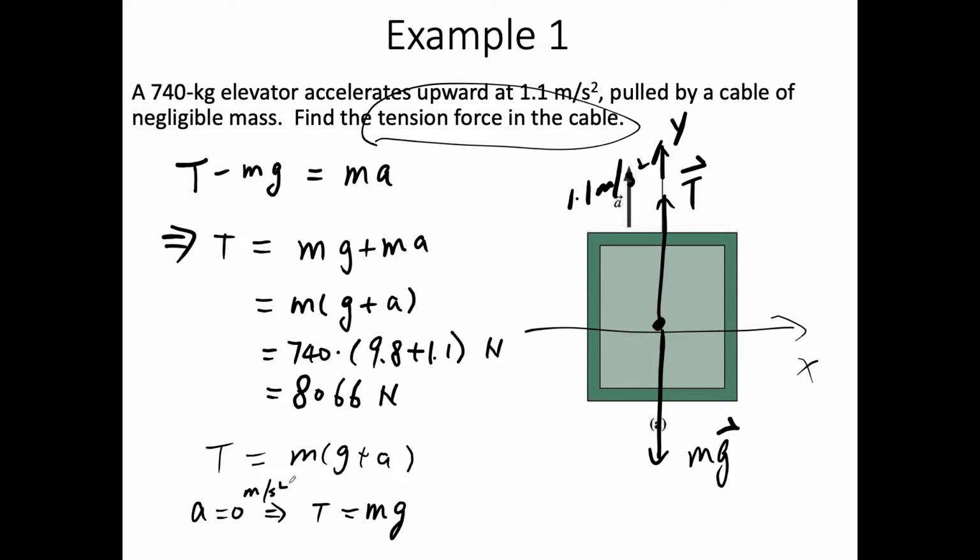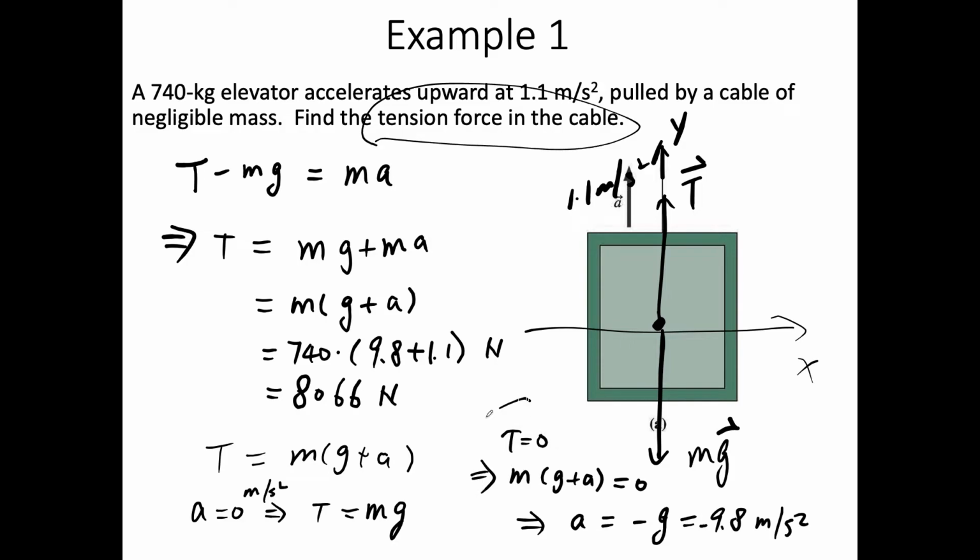Now if tension equals 0, we should have mg plus a equals 0, and the a equals negative g, which is negative 9.8 meters per second square. That gives us, if there's no tension, the elevator is going to drop as free fall with acceleration 9.8 pointing down, which also makes sense.